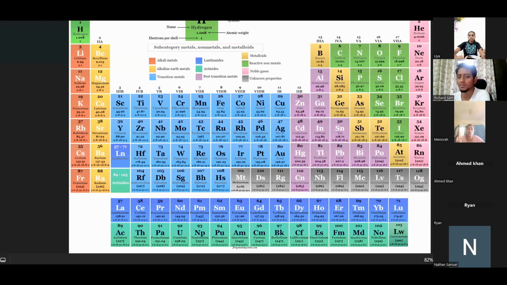what happens to the radius? Decreases, or remains the same. We would generally say it stays the same. Why? Because the number of orbits remains the same. Along this period, all of them have two orbits. So the size is supposed to remain the same, but it actually decreases. Now, Minora, do you know why it decreases?